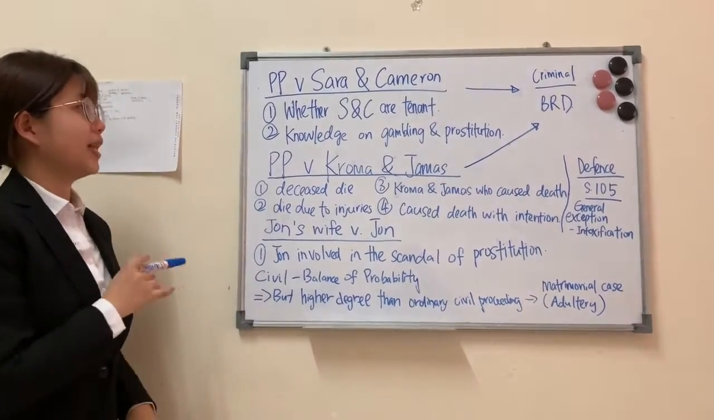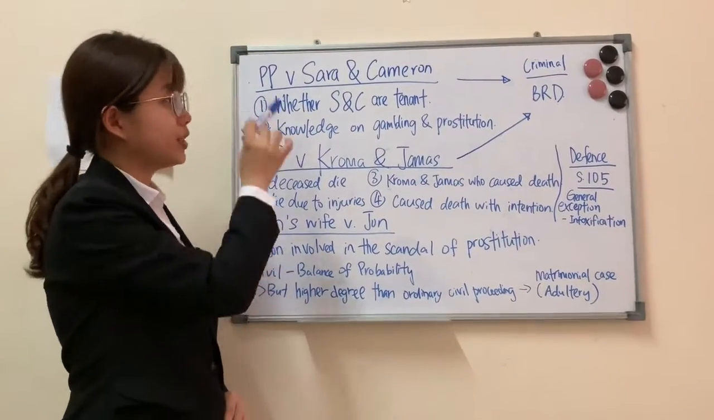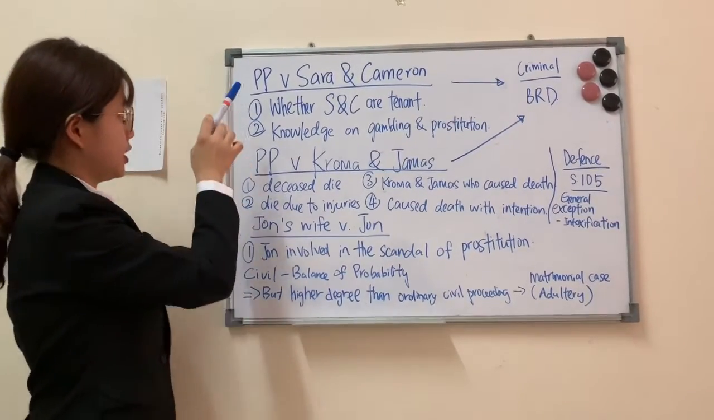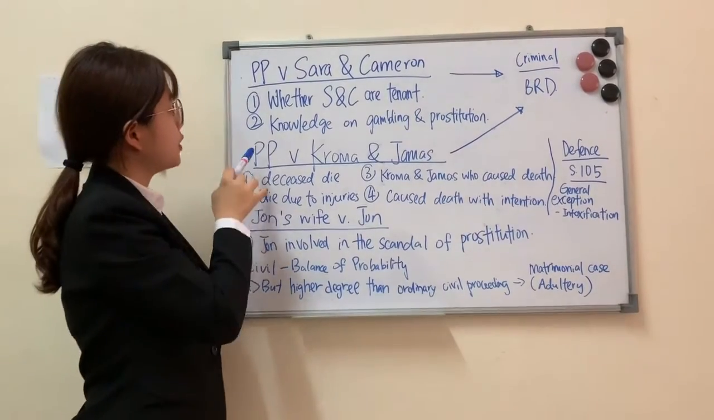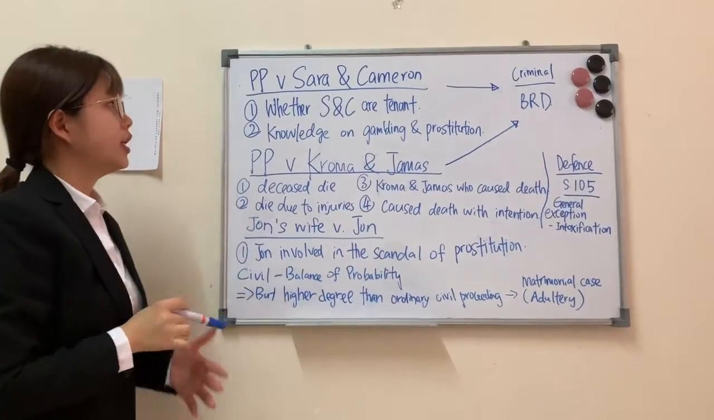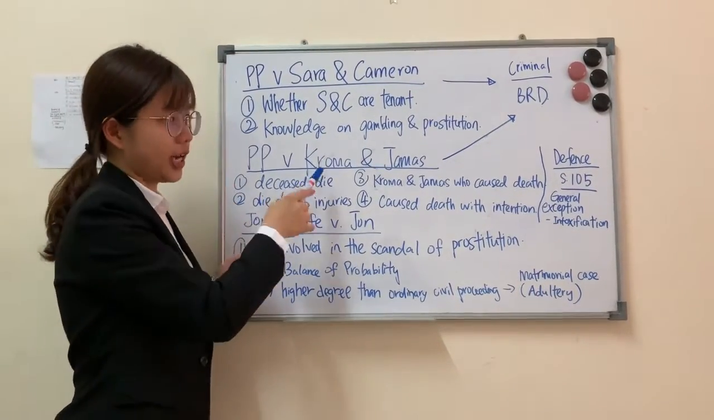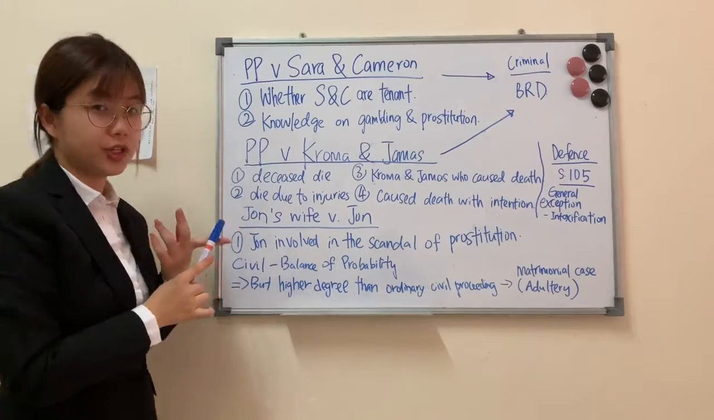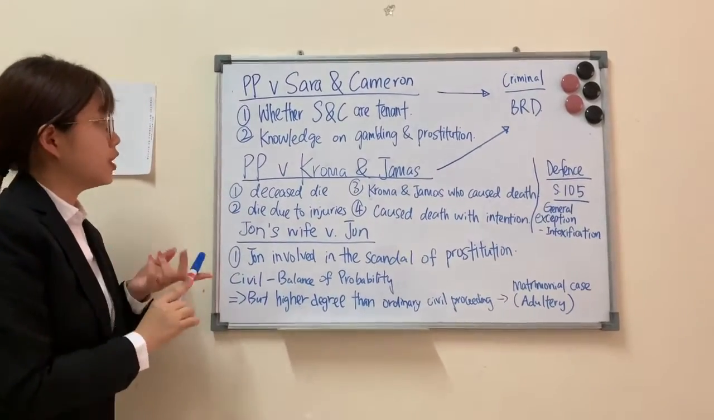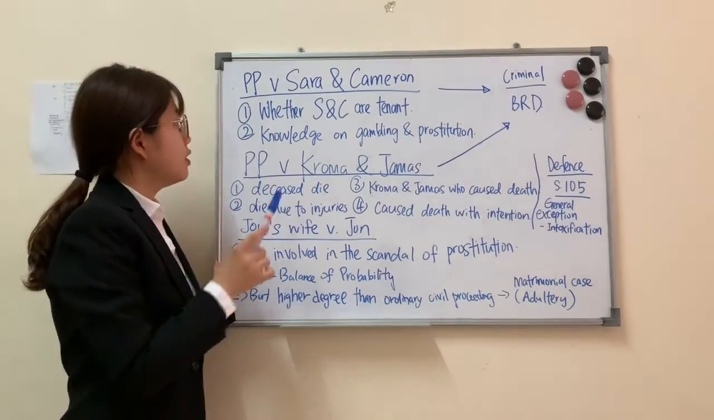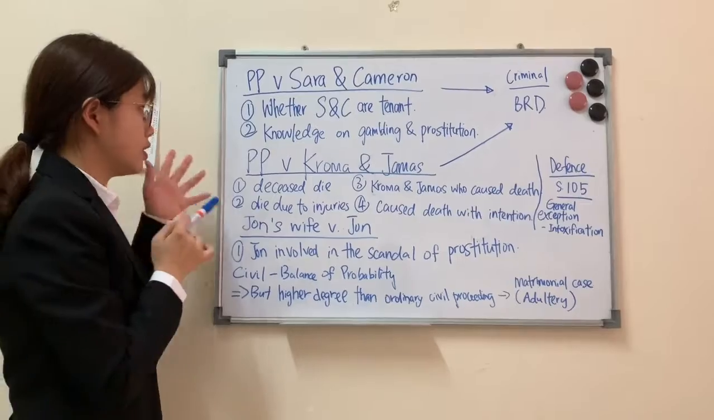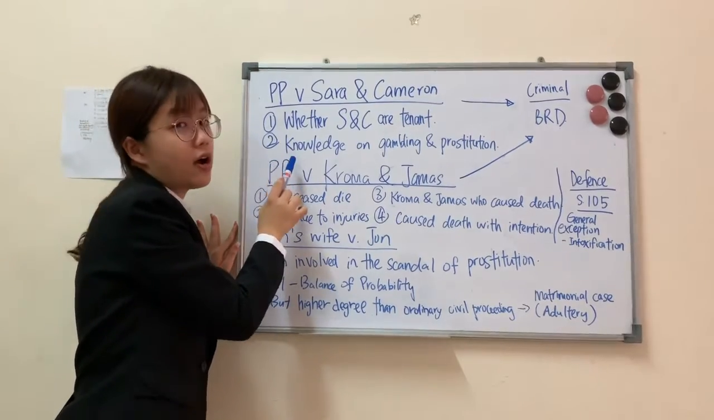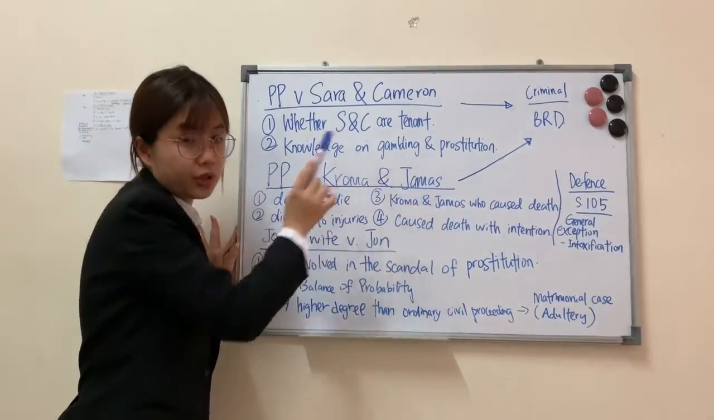Okay, so I will now apply the general principle that I have discussed just now to the questions. In this question, there are three scenarios, which I separate as 1, 2, and 3. For the first one, PP versus Sarah and Cameron, there is a situation regarding gambling and prostitution. First of all, this is a criminal proceeding, so there is a public prosecutor and defense counsel. The public prosecutor needs to establish the case. And there are two fact-in-issue in this scenario: first, whether Sarah and Cameron are tenants, and second, whether Sarah and Cameron have knowledge of the gambling and prostitution.